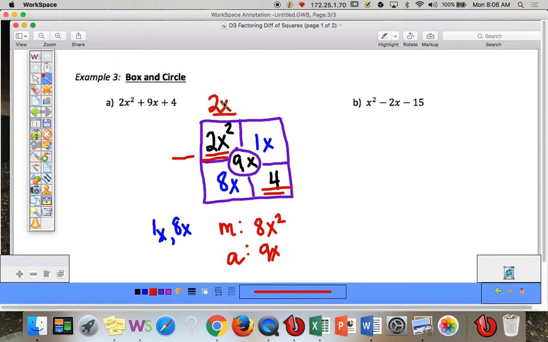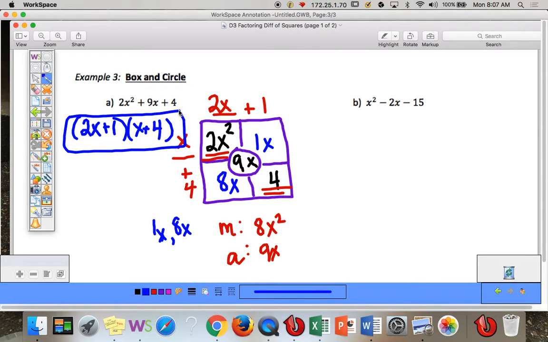So we know that 2x times 4 is 8x. And we know that 2x times x is 2x squared. x times 1 is 1x. And so now we've factored the outside of this, so we can write in either order our 2x plus 1 and our x plus 4. So here are the two factors of the trinomial. So we took this and we found two things that multiply to this. Let's try the next one.